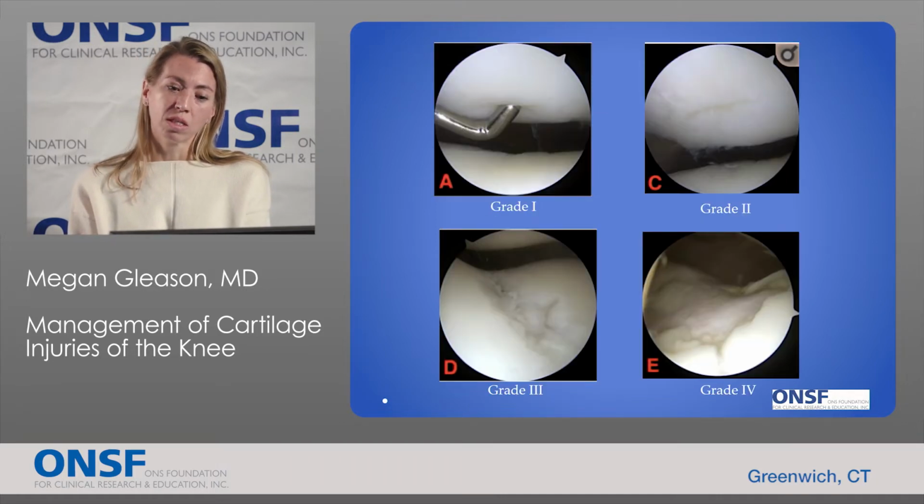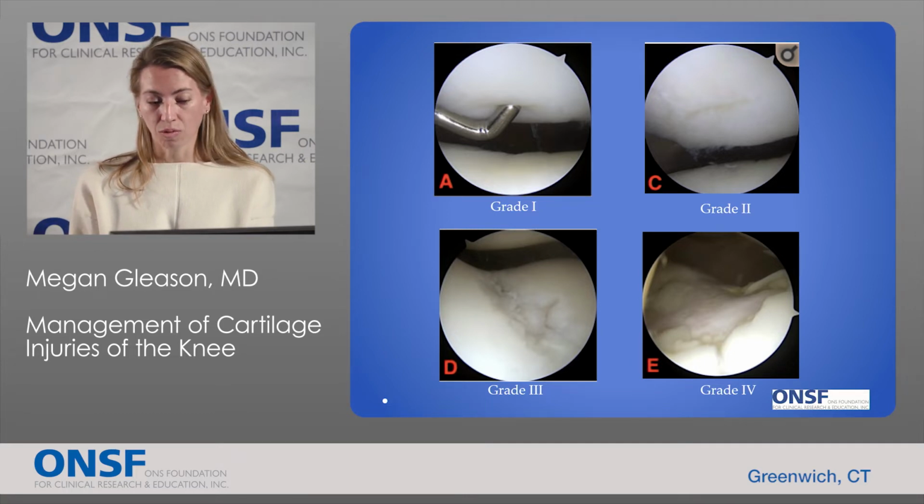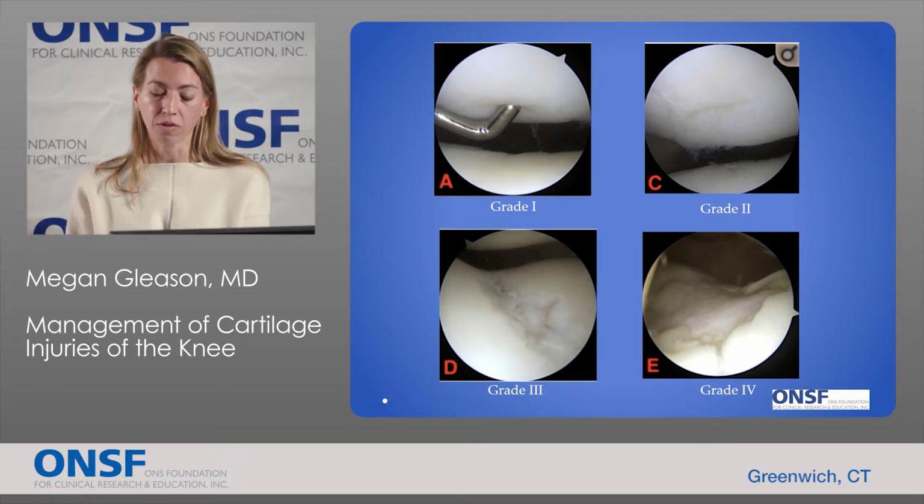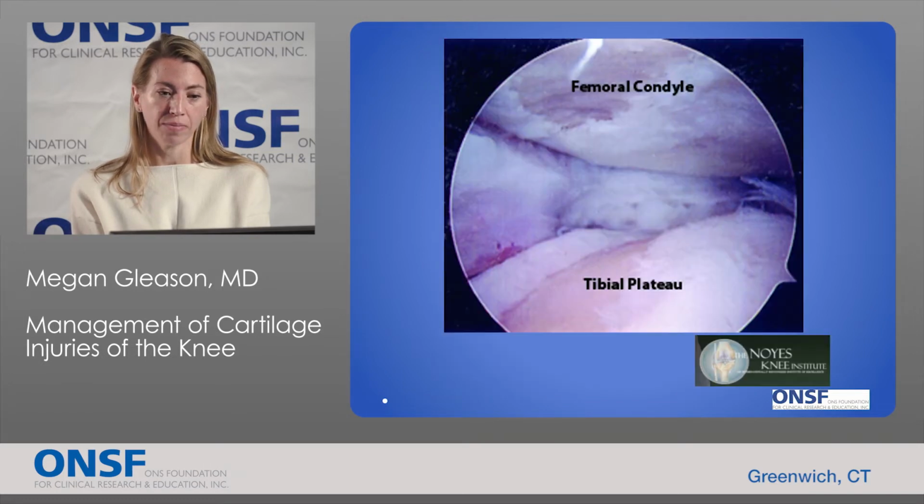Grade 1 is where it's slightly soft. Grade 2, it's a little softer with some of what we call fissuring, and then all the way to grade 4 where you have full thickness loss down to what we call the subchondral bone. And that's really what we refer to as a full thickness cartilage loss. So these pictures show some examples of progression of cartilage injuries within the knee.